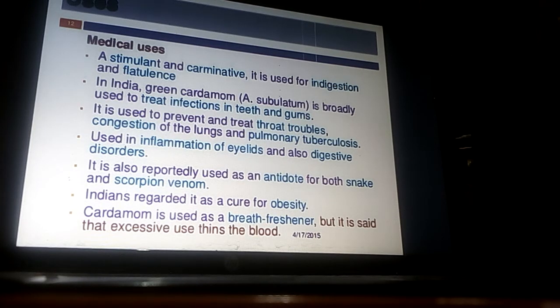It is used to cure obesity also, and mainly it is used as a flavoring agent as well as a breath freshener. So these are the uses of cardamom.